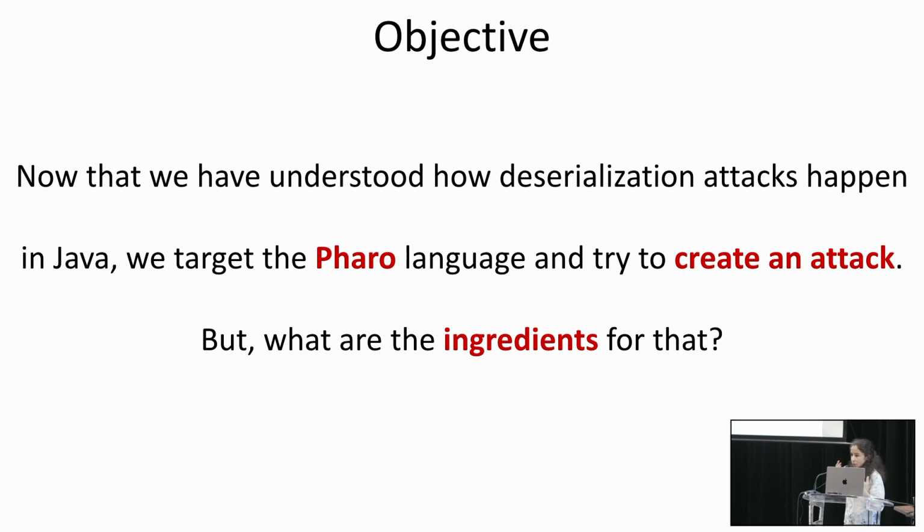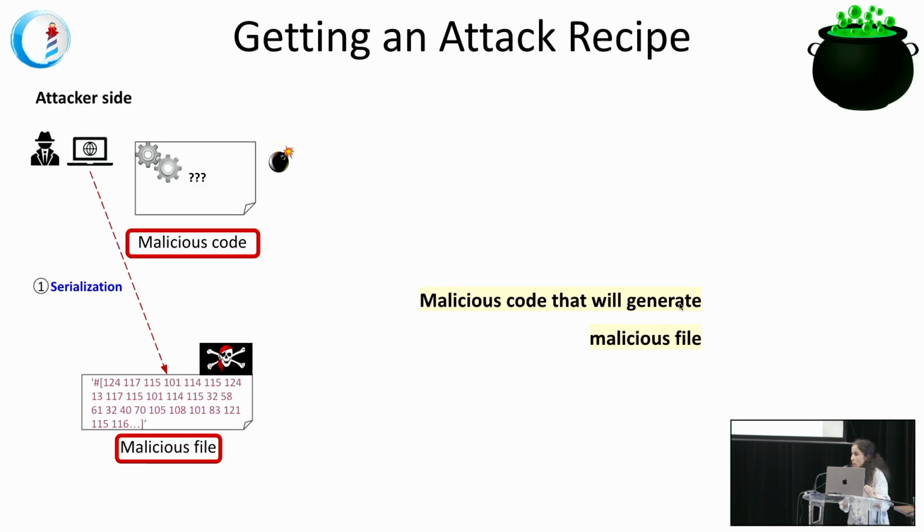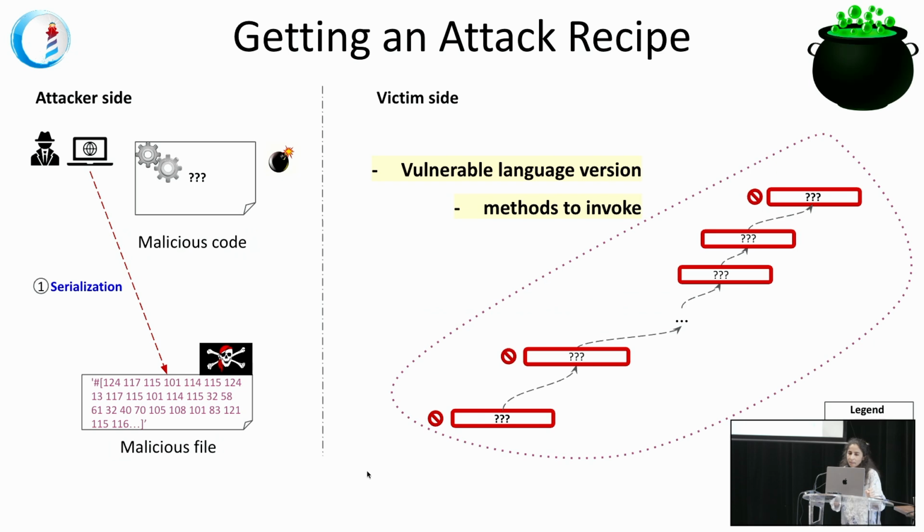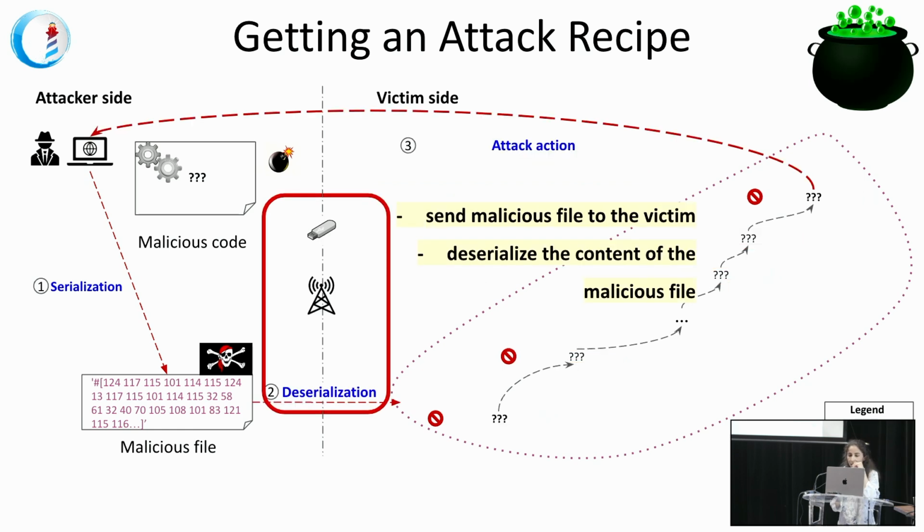Now that we have understood how deserialization attacks happen and what the internal mechanisms are, we would like to reproduce that in Pharo and do an attack in Pharo. But before that, we need to know the ingredients. First of all, we need malicious code that will generate a malicious file from the attacker side. Then we need some versions of the language that are vulnerable and some methods that we will invoke and use in our attack to do the action of the attack. And then we need to communicate the malicious file we generated to the victim, so that it will be deserialized to do the attack.